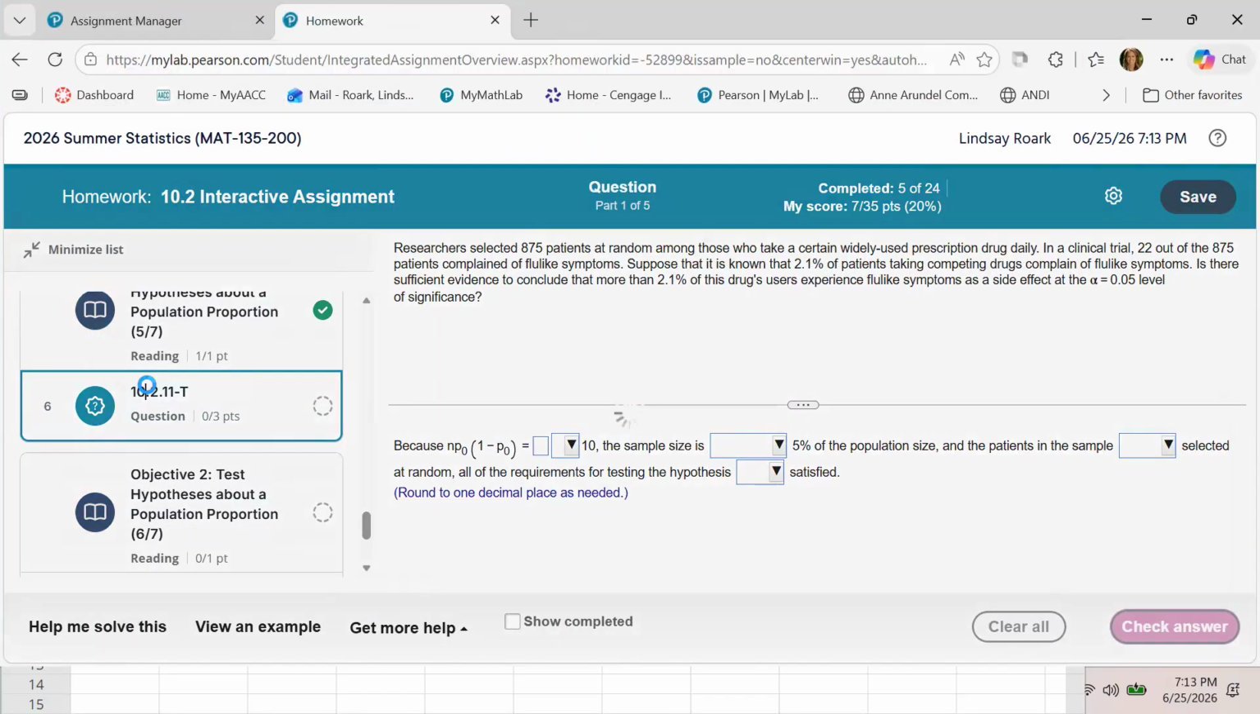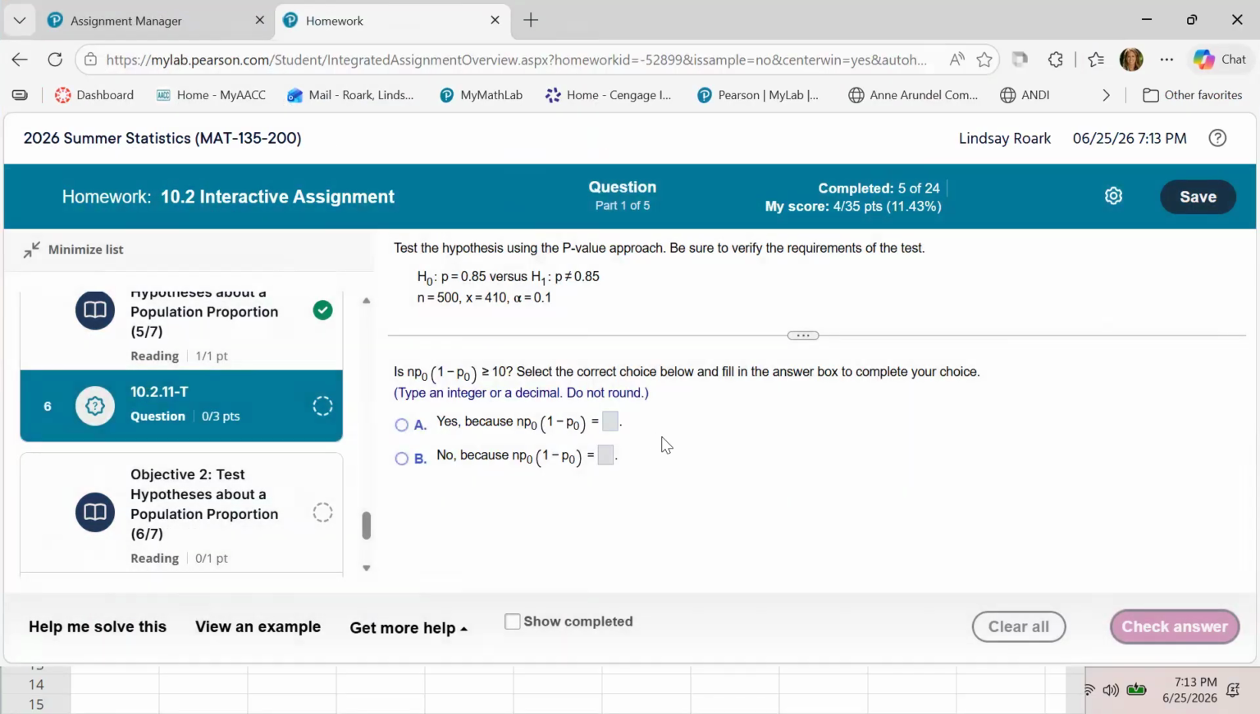All right, real quick, I'm just going to flip through to number 6 to show you what this would look like. It's really the same thing, but it just looks different because there's much less stuff, right? But same idea. They just cut all the words out and said, okay, do this hypothesis testing. Here's the null, here's the alternative, here's my n, here's my x, and alpha is 0.1.